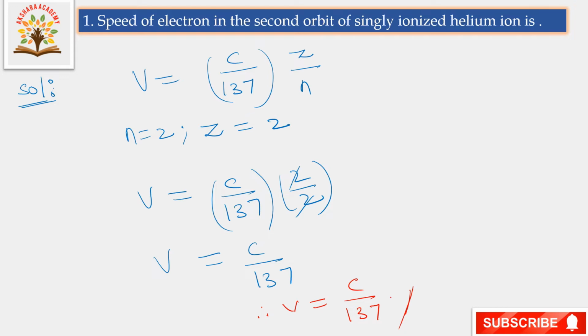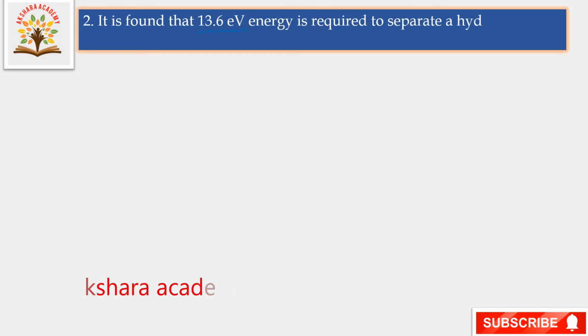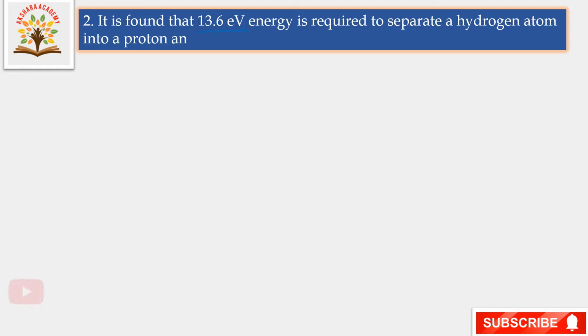Okay, next we will go to the next question. It is found that 13.6 electron volts energy is required to separate a hydrogen atom into a proton and an electron. The speed of electron in hydrogen atom is.